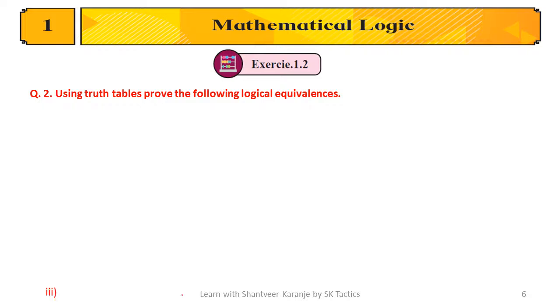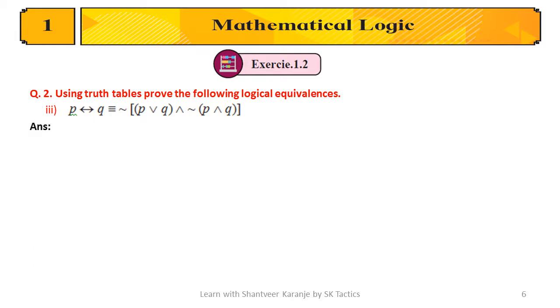Question number 3 is P implies Q is equivalent to negation of [(P or Q) and negation of P and Q].